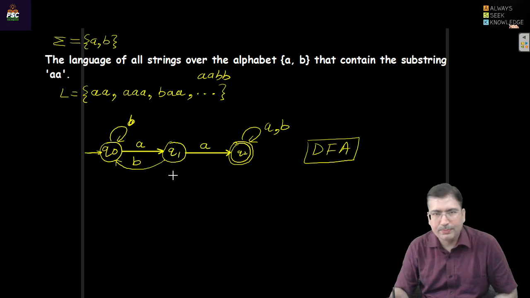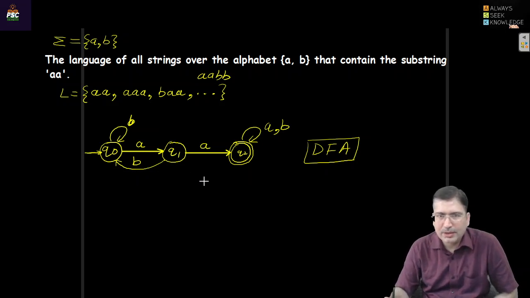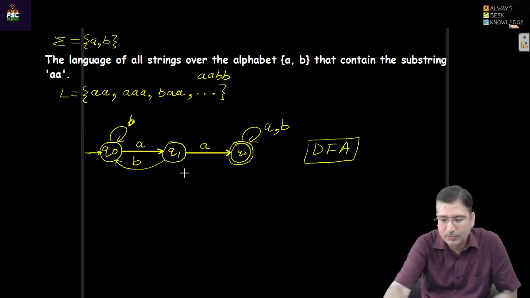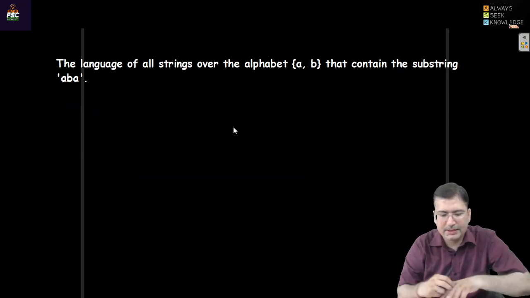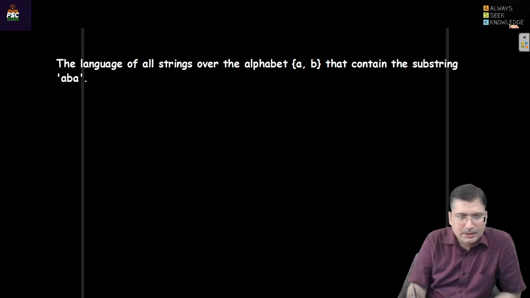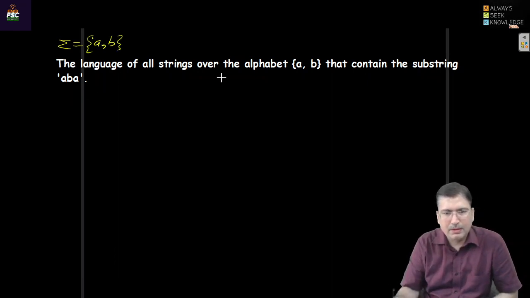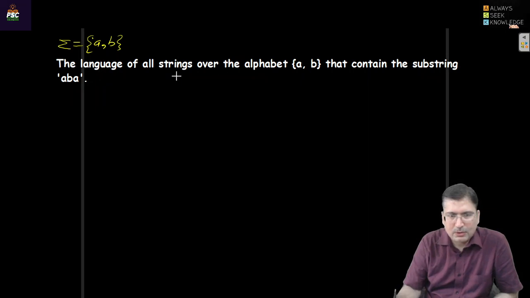So I hope now you can construct any automata where a substring is given. Okay, so let's discuss one more. If I take this language, here the set of alphabet I am assuming the same. The set of alphabet is A comma B only. Now the language is all the strings over A comma B that contains the substring ABA.